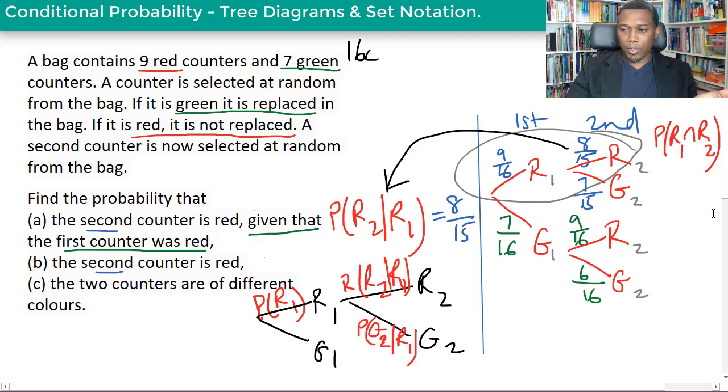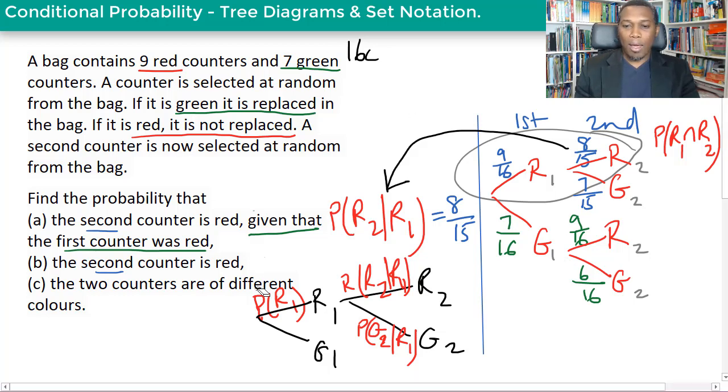So we want the second counter red. That's what we're concerned about, the second counter being red. Now from the diagram, you should identify that there's two ways for the second counter to be red. Either you're getting red first, so we're following that pathway, red, red, or the alternative is that it's green first and then red. So red, red, or green, red. We multiply along each pathway, and then because it's red, red or green, red, we have to add up those two probabilities, the products of those two branches.